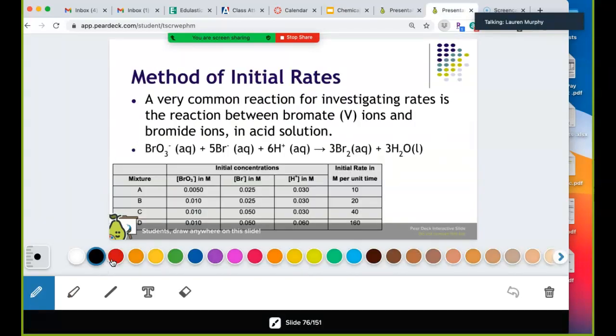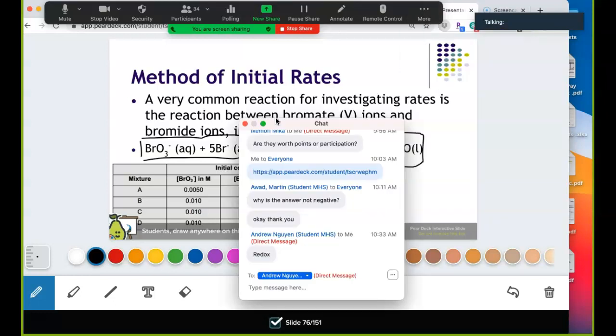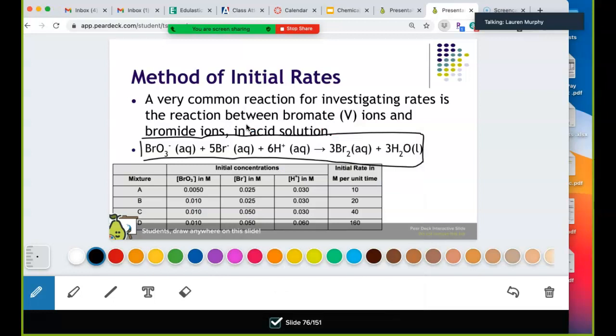I'm going to do a flashback. What I'm about to ask you has nothing to do with this chapter, and has everything to do with prior knowledge. So far, I don't think anyone's gotten it in all my classes. What type of reaction is this? It is redox.